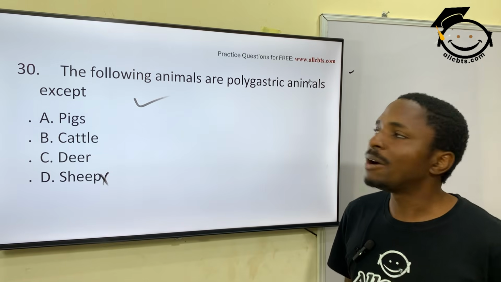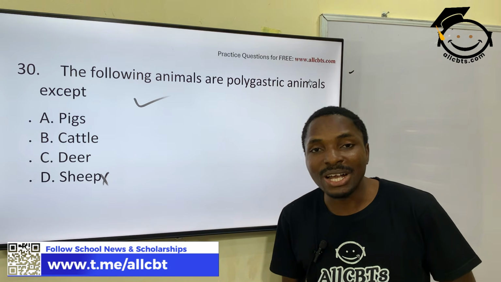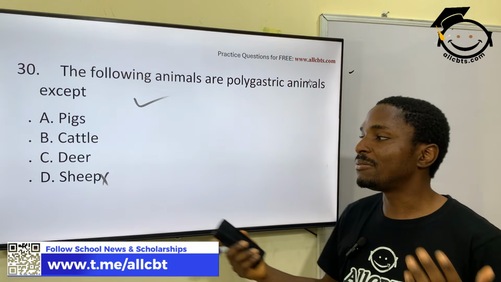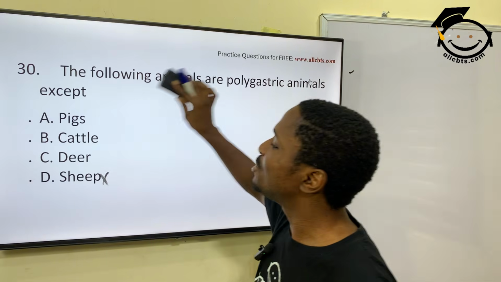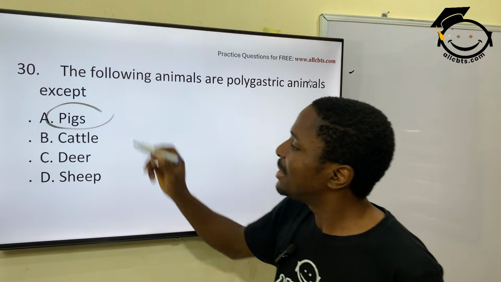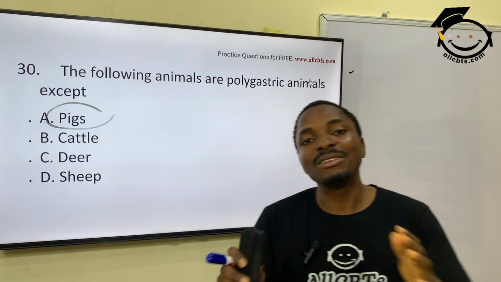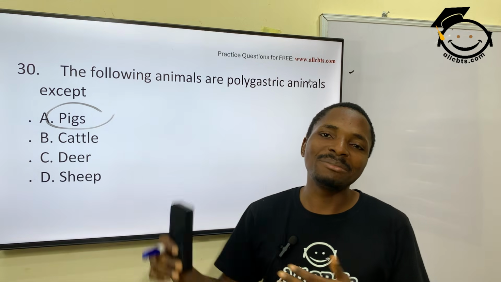The following animals are polygastric animals. We already discussed this in the first few questions, and I told you then that the answer would be pig. Pigs are monogastric animals. So there we have it for the top 30 questions for JAMB this year.